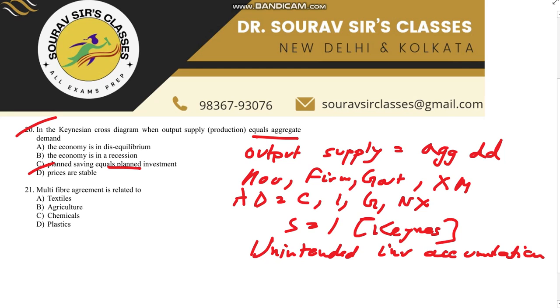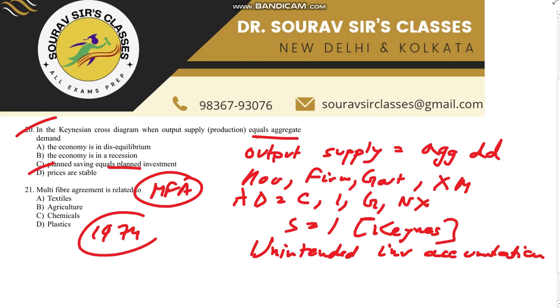What we are having for question 21 is, the Multi-Fibre Agreement is related to what? So the Multi-Fibre Agreement is an agreement. Let us first know what this agreement is about. Correct. So the Multi-Fibre Agreement was an agreement that governed the global trade of textile and clothing, and it was established in 1974 under the GATT, General Agreement on Tariffs and Trade, and it aimed to limit the growth of textile and apparel exports from developing countries to developed countries through the use of quota restrictions.